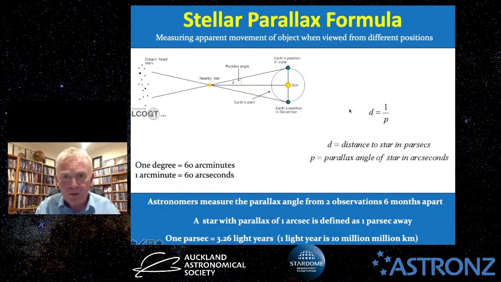And they use a formula which we discussed, d meaning the distance, and the distance is in parsecs, and a parsec, remember, is 3.26 light years. So the distance in parsecs equals 1 divided by the parallax angle of the star, that's this angle here, in arc seconds. And you'll recall an arc second is a 60th of a degree across the sky. So it's 360th of a degree in the angle in the sky.